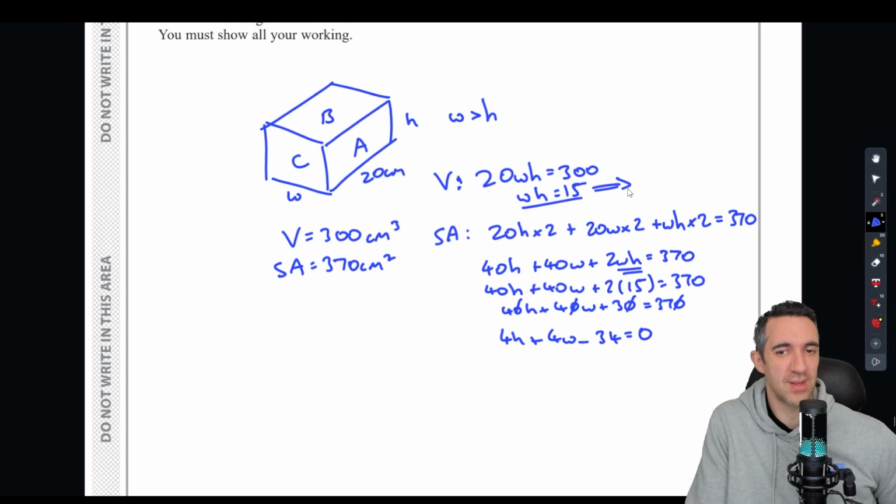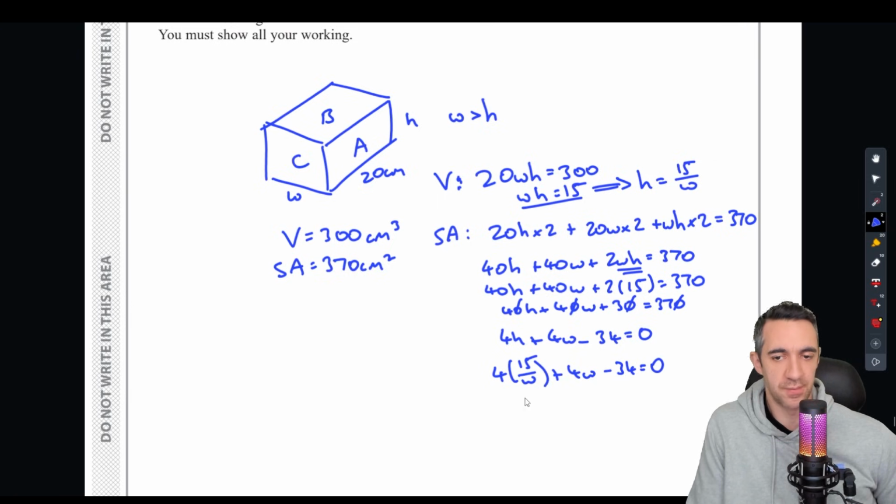If I go back to this equation this time and rearrange it, so let's say I do H equals 15 over W. I can now sub that in down here. So 15 over W plus 4W minus 34 equals 0. Multiply through by W. So 4 times 15 gets me 60. And then I'm timesing by W, so the denominator goes, I get 4W squared minus 34W plus 60 equals 0. Rewrite it out and divide by 2. Save myself some time. So divide by 2, 2W squared minus 17W plus 30 equals 0.